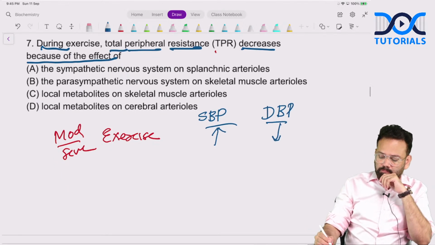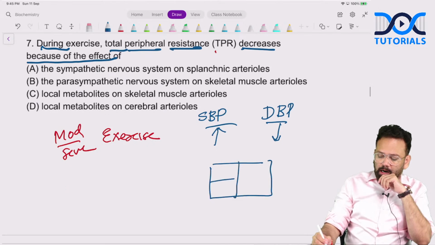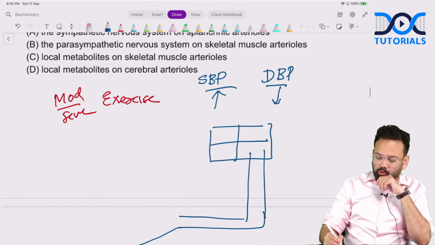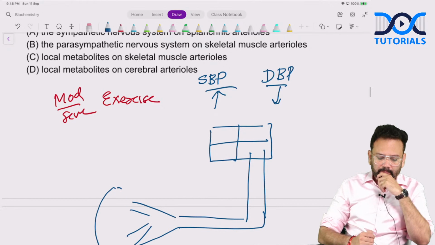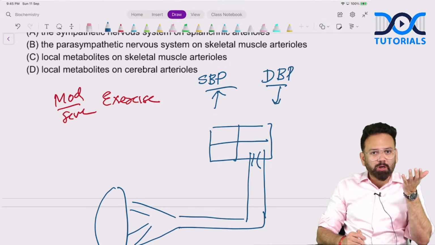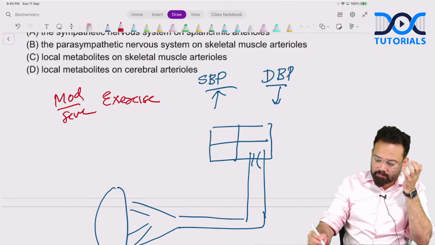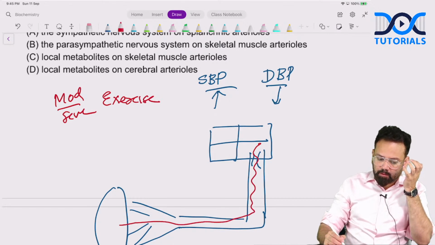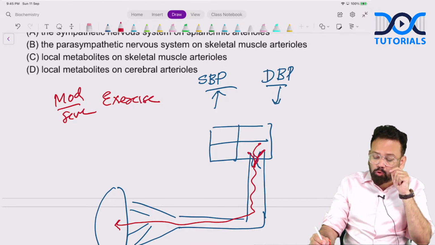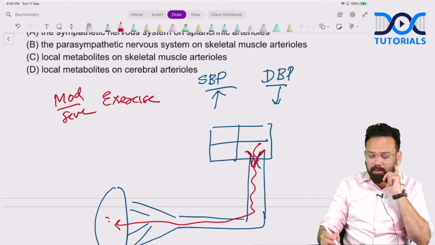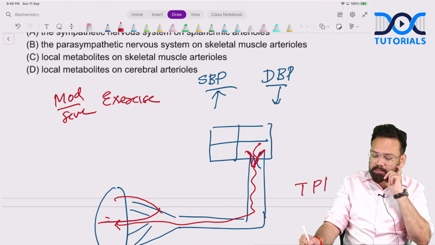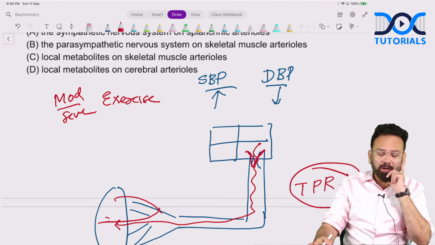Why so? This is your heart, this is your aortic valve, this is your arteries, and these are your arterioles. This is your muscle. When you are doing exercise, when the aortic valve is open, this is systolic BP. You are getting blood directly from the heart. But during diastole, the aortic valve is closed. So from where is the muscle getting blood? By arteriolodilation. So total peripheral resistance and diastolic BP both will decrease.